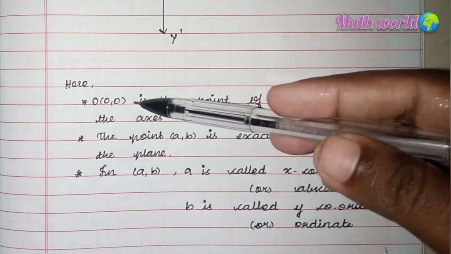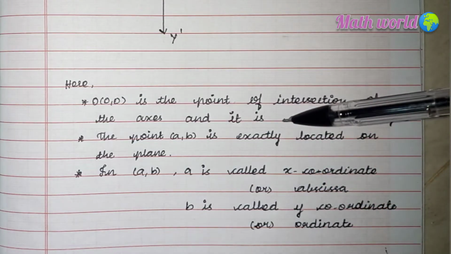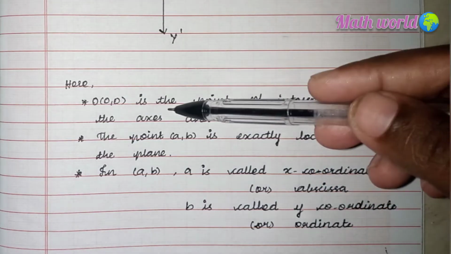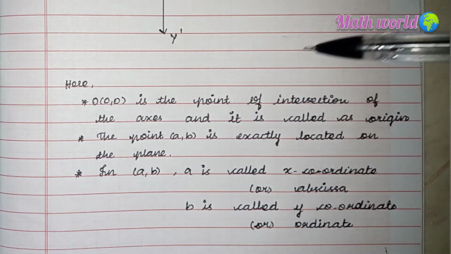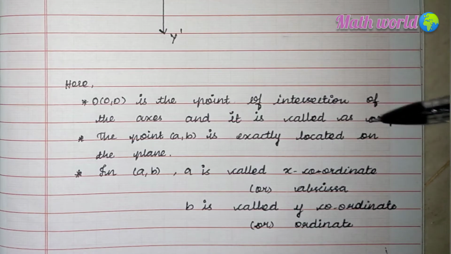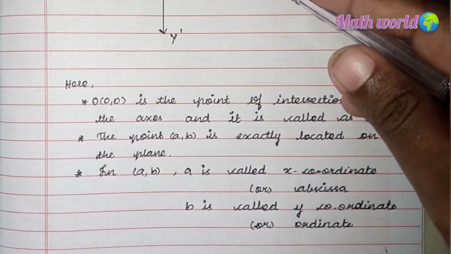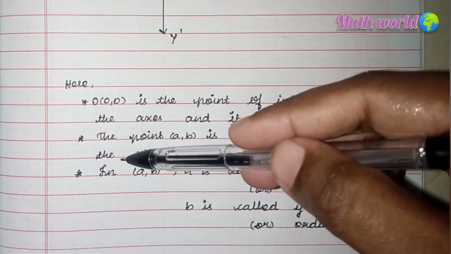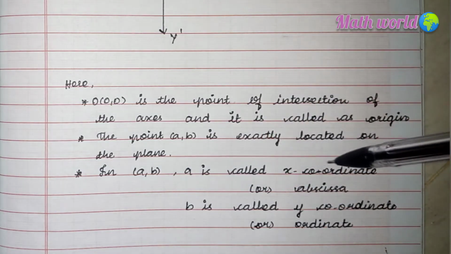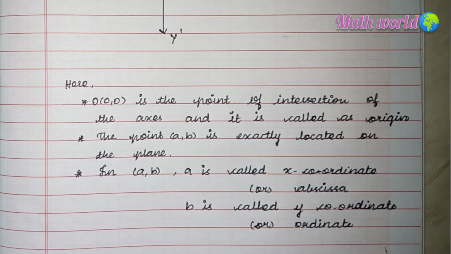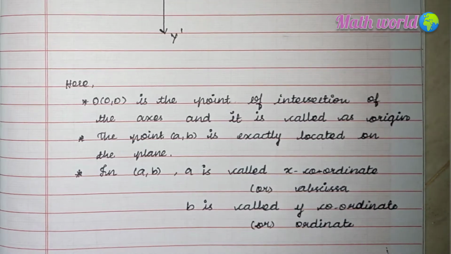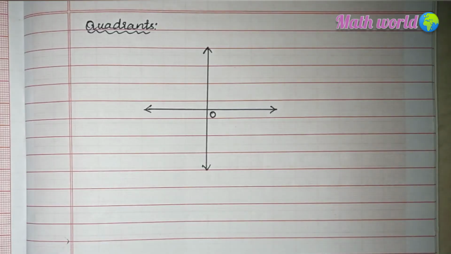O (0, 0) is the point of intersection of the axes, and it is called the origin. Axes is the plural form of axis. That point A comma B is exactly located on the plane. In this A comma B, A is called the x coordinate or abscissa, B is called the y coordinate or ordinate.